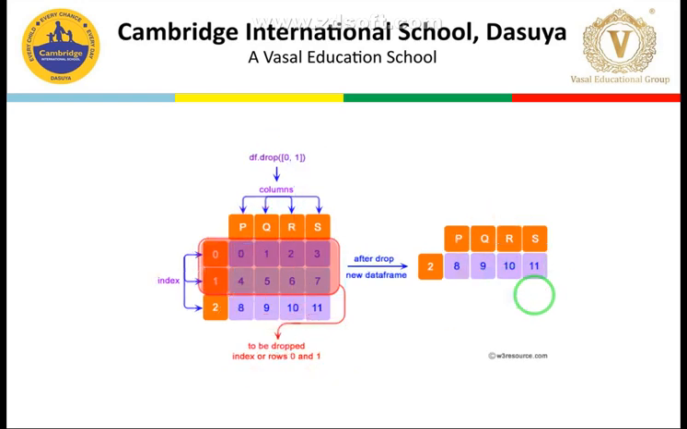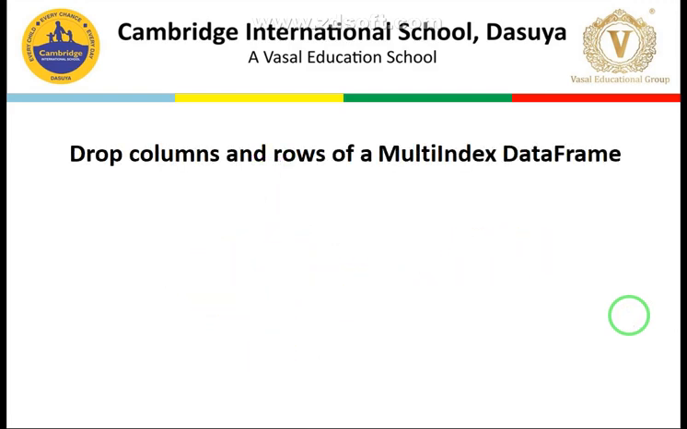Next we did how we can remove rows. The simple thing is that we just mentioned drop 0 and 1. These are the index values of rows, and you see on the right hand side the first and second rows get deleted. You can see the output on the right side. So students, moving to today's main topic, you see here drop columns and rows of a multi-index data frame.